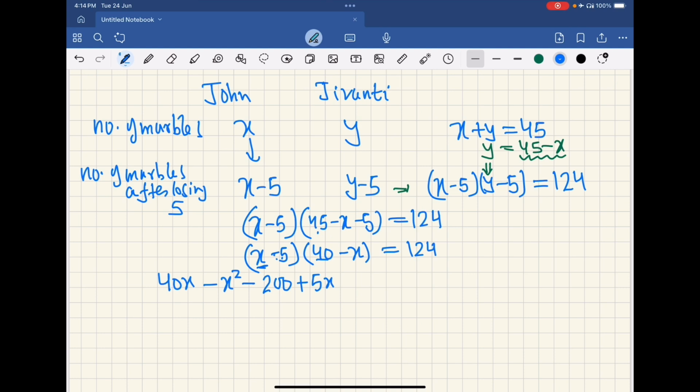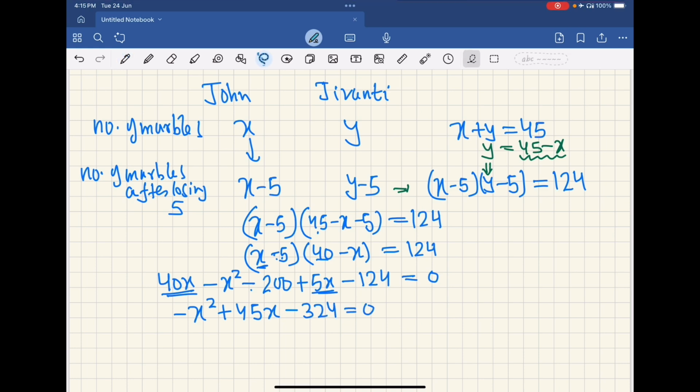And let us bring 124 to this side because we are getting a quadratic equation. So minus 124, which is equal to 0. Now let us look for like terms. So 40x plus 5x. First I will write the x square term, which is minus x square plus 45x. Now minus 200 minus 124 will give us minus 324, which is equal to 0. So we have formed the quadratic equation.